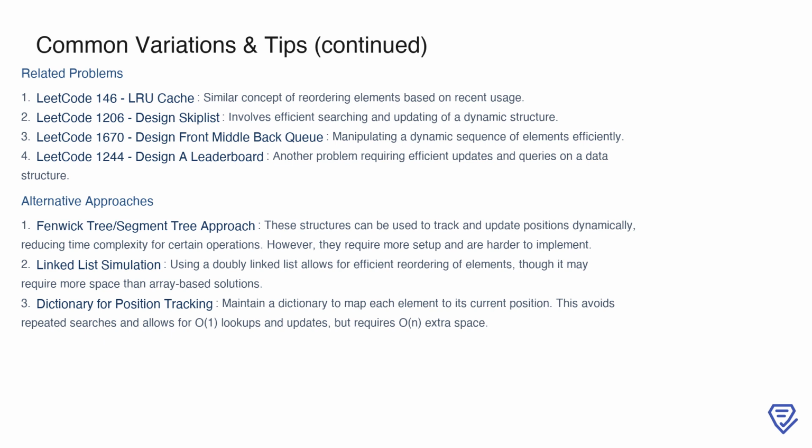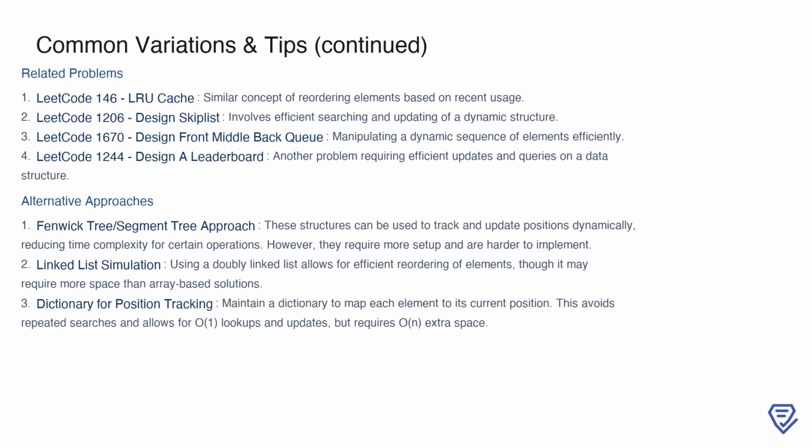This problem also shares similarities with other well-known LeetCode challenges, which can help you draw connections and deepen your understanding. For instance, LeetCode 146, the LRU Cache problem, involves reordering elements based on recent usage, a concept closely related to this one. LeetCode 1206, Design Skiplist, focuses on efficient searching and updating within a dynamic structure, offering another useful comparison. Similarly, LeetCode 1670, Design Front Middle Back Queue, and LeetCode 1244, Design a Leaderboard, both deal with efficiently managing dynamic sequences of elements. Exploring these problems can help you identify common patterns and techniques.